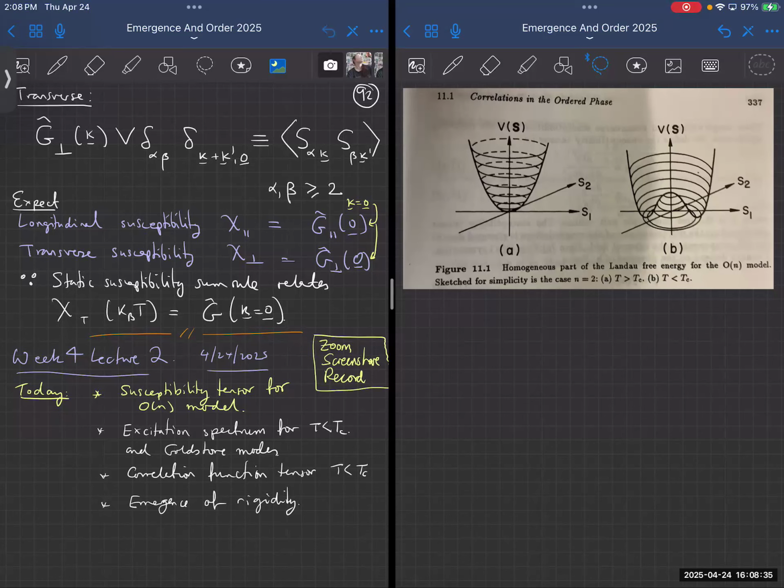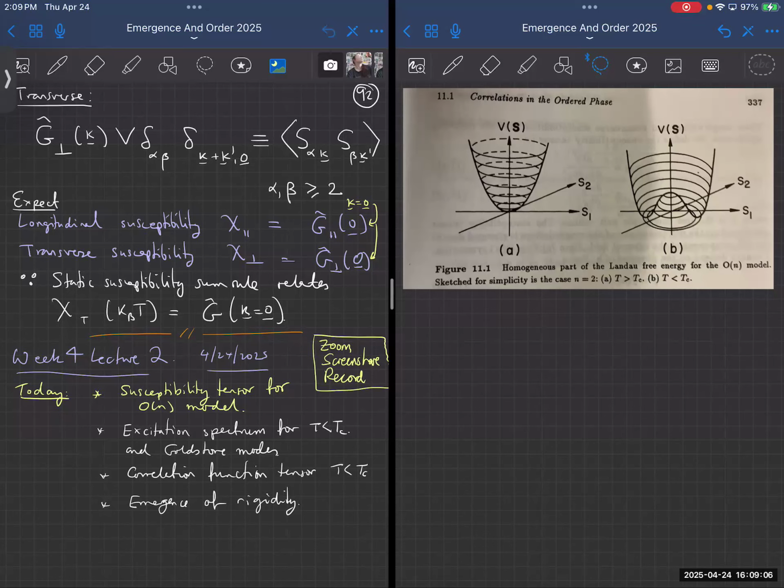So today we're going to work out the susceptibility tensor for the ON model. I'm going to show you how from that we can very quickly estimate the qualitative properties of the excitation spectrum, and we're going to prove the existence of modes called Goldstone modes. I'm going to show you that they are related to the nature of the correlation functions below TC, and at the end, if we have time, how rigidity emerges from this description.